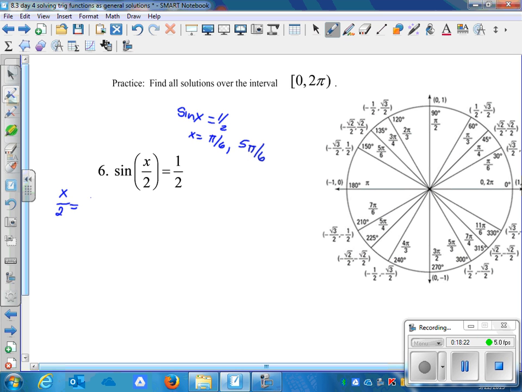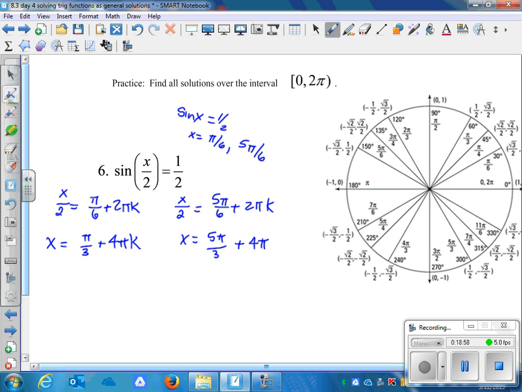So x over 2 equals pi over 6 plus 2 pi k. And the second one, x over 2 equals 5 pi over 6 plus 2 pi k. You're going to multiply both sides of this by 2. So you get x equals, and 2 times pi over 6 is pi over 3, and 2 times 2 pi k is 4 pi k. The second one, we'll get x equals, multiply this side by 2, you're going to get 10 pi over 6, which is 5 pi over 3, and 4 pi k.